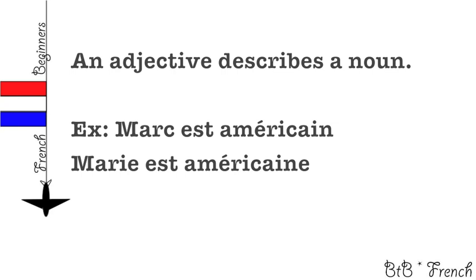Marc est américain. Marie est américaine. As you can see, there is a difference between the two adjectives. Marie is a female, therefore there is an extra E at the end. This is commonly seen with adjectives when placed with a feminine noun.